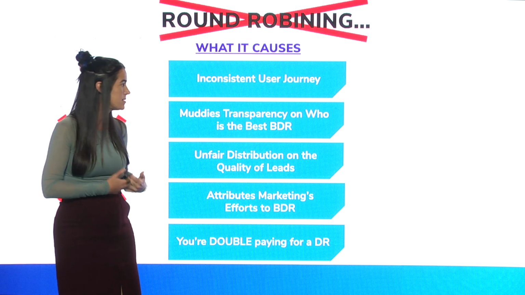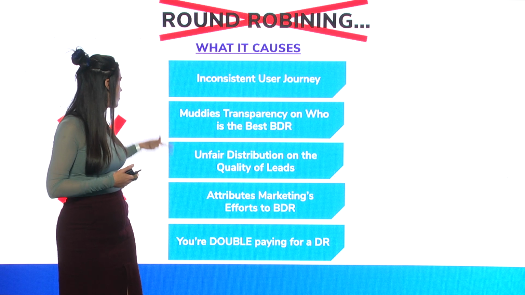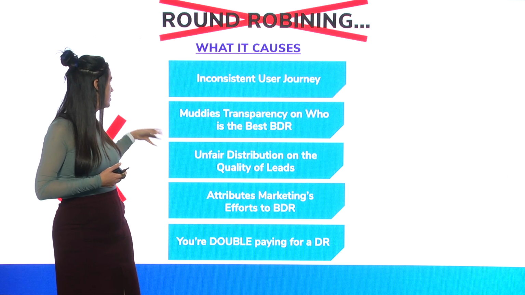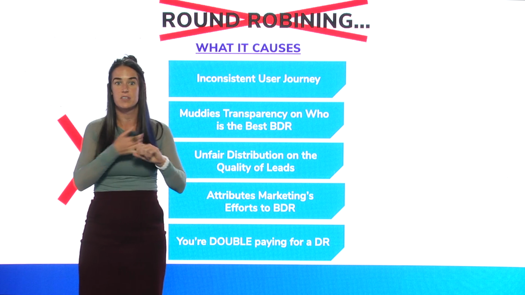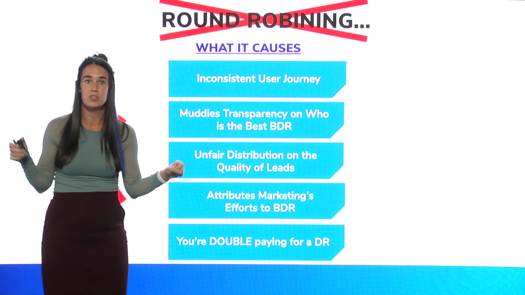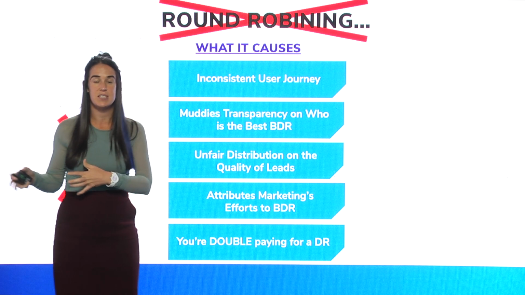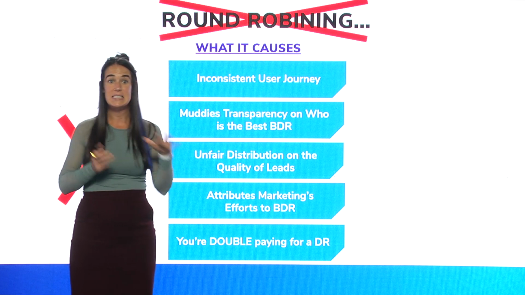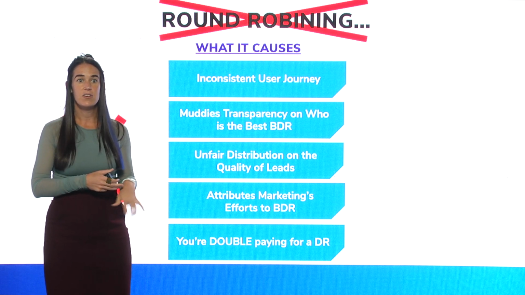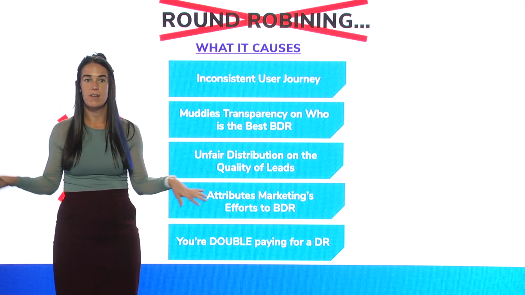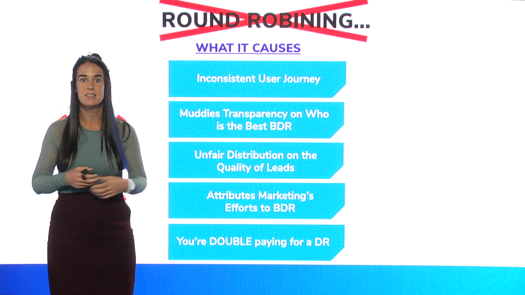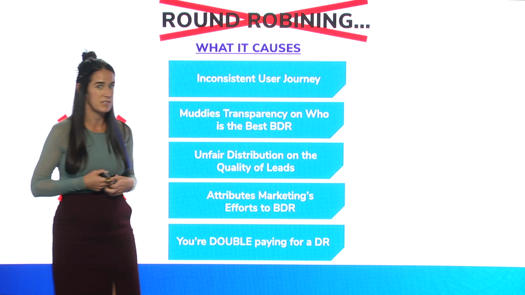Number 3, it's very important with number 2, but basically you have an unfair distribution on the quality of leads. So in terms of ICC, which is Ideal Customer Company, or ICT when it comes to title, there's going to be a disproportionate flow whenever it comes to round robining the leads if you don't have a better system.